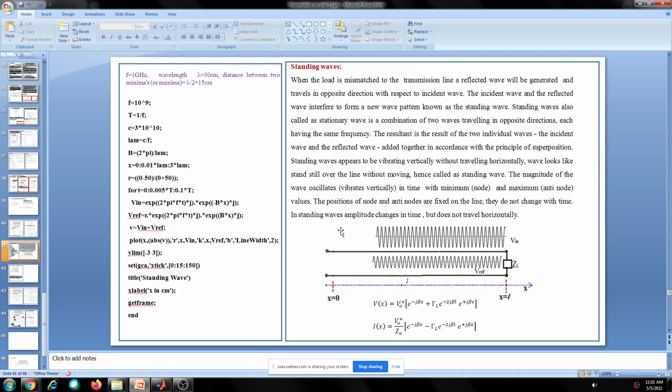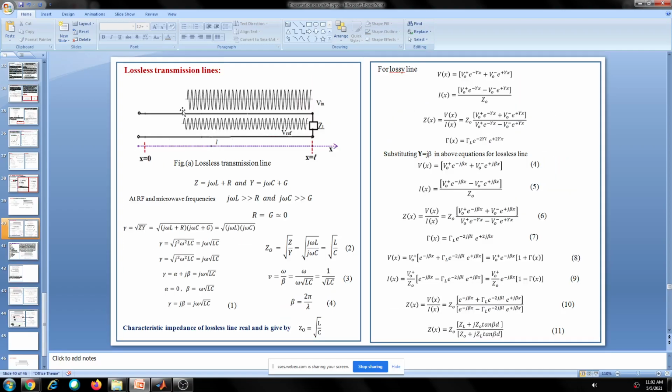Okay. See, in the previous class, we studied lossless transmission lines. In the lossless transmission line, the series impedance and shunt admittance reduce to j omega L and j omega C, because with respect to j omega L, this R is very small, as omega is a very high frequency in the gigahertz range. The product omega L becomes much greater than R. Similarly, j omega C may be assumed much greater than the conductance.